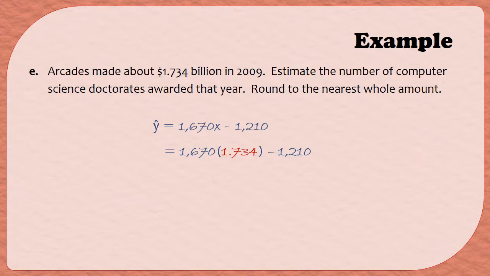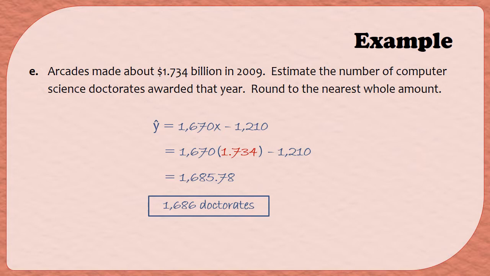Because we've been using billions as a label, I'm not going to write that as 1,734,000,000, right, with all those zeros. I'm going to keep it as 1.734 because that's how we've been using the data values so far. When I crunch the numbers, I get 1685.78. Rounding this to the nearest whole amount, or to the ones place, is going to give me 1,686 doctorates. In other words, in 2009, when arcades made about $1.734 billion, there were approximately 1,686 doctorates in computer science that were awarded that year.